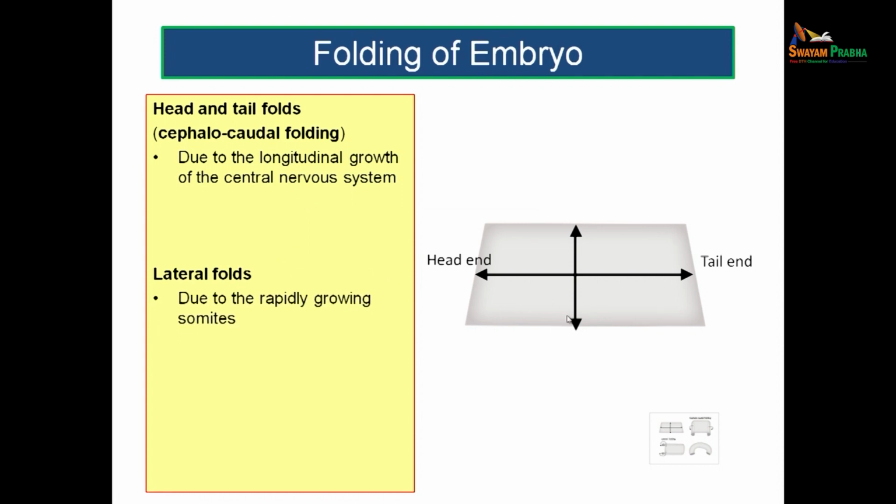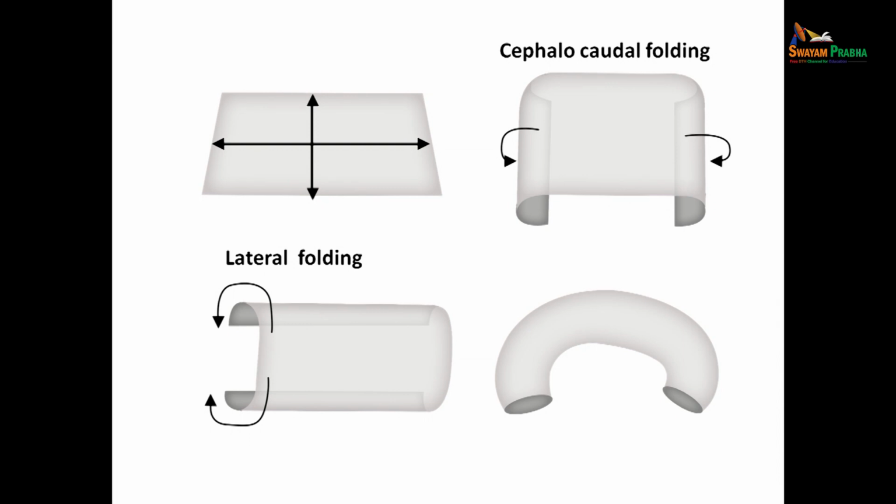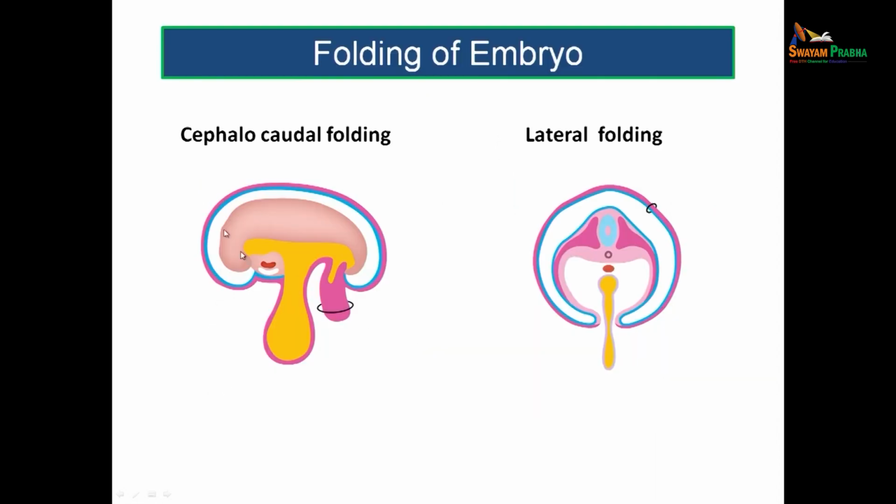And when will you get the lateral folding of the embryo? Why is this embryo not lying as a flat plate? This is due to the rapidly growing somites. So, the formation and development of the somites gives rise to the lateral folding. If you consider this as a long plate, you can see that the cephalocaudal folding will be like this, and along the breadthwise direction you have the lateral folding, and ultimately the entire thing will be in the form of a tube. So, this is the cephalocaudal folding, this is the lateral folding.